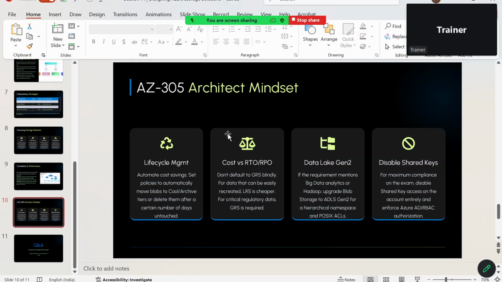The other topic is Azure File Sync, which is important for hybrid scenarios. And what are the benefits? Hybrid file services, cloud tiering, centralized management, and reduced storage cost.